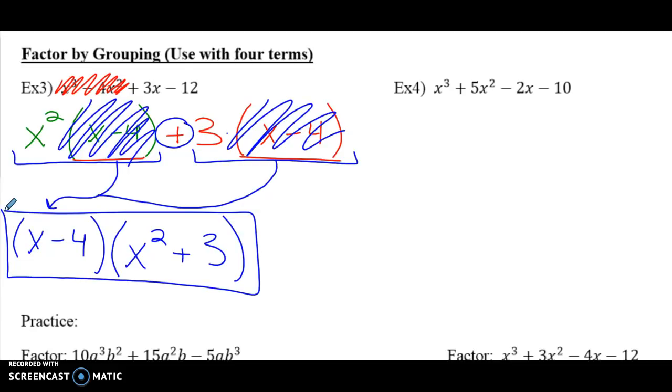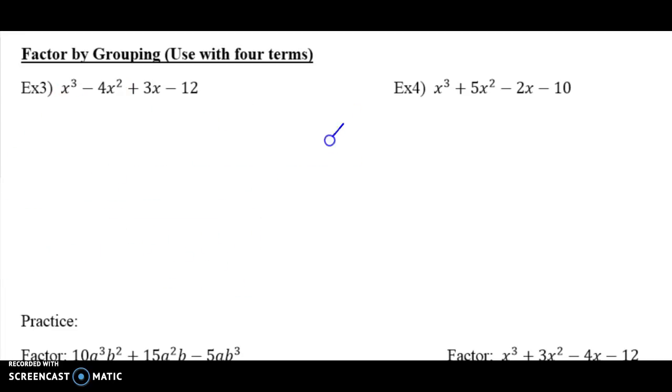Try to do example 4 on your own. Follow the same steps. So we have an x squared that I'll factor out, and that leaves behind an x plus 5. What's the GCF of the second half? -2. Yeah, they are both negative. So I can factor out a -2. So we'll put a -2 in the middle. And then we put a parenthesis.